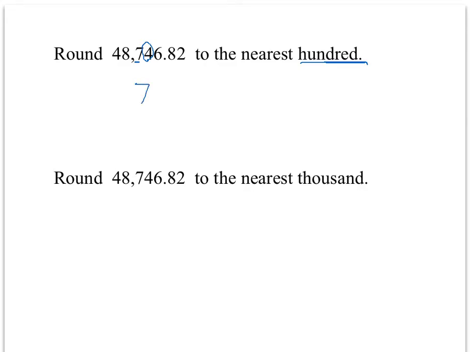The digits to the left of that stay the same, and the digits to the right of that 7 go to 0. So that number rounds to the nearest hundred is 48,700.